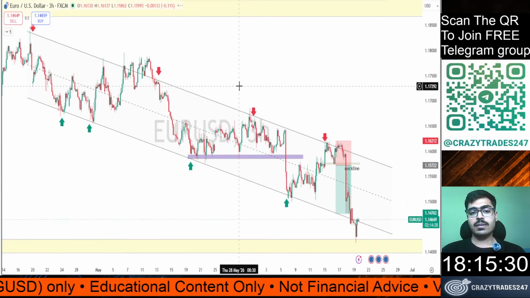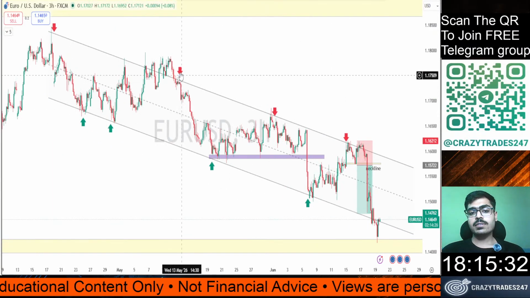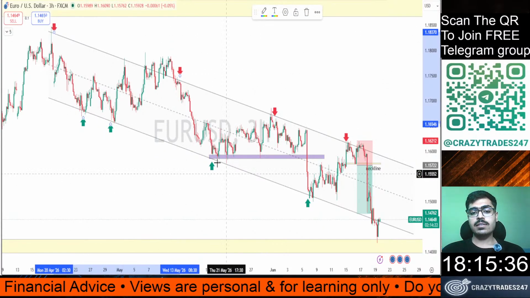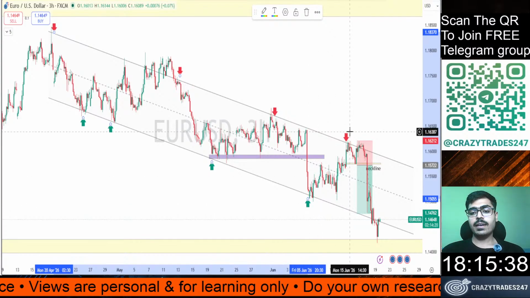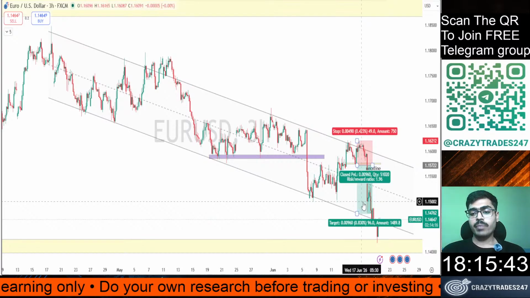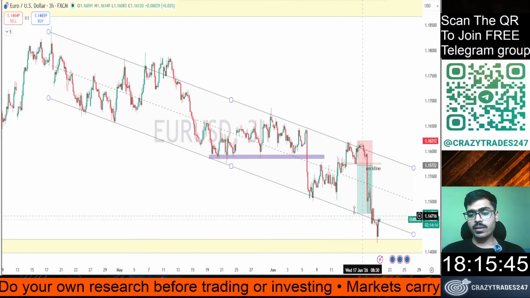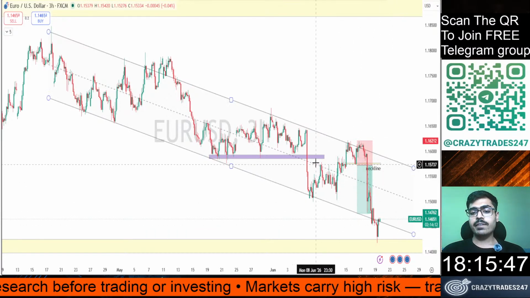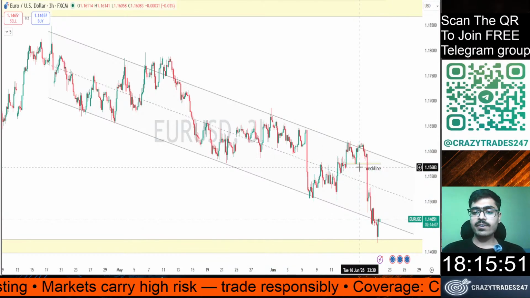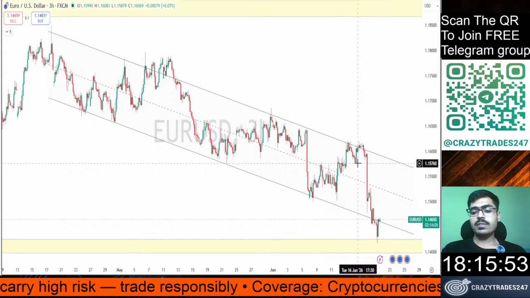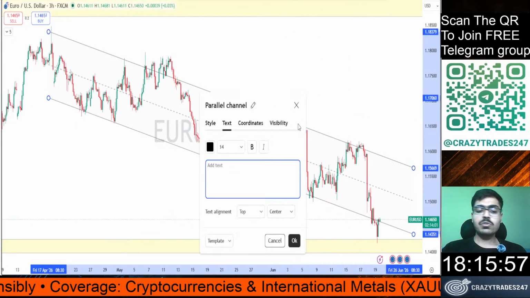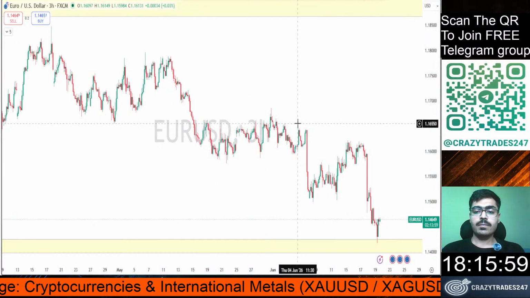So first we need to erase all these arrows and these channels, because this channel is now completed and price has already broken below this channel's low, and now it's consolidating in a sideways range. So the relevance is over. Now we might find another channel when price makes some move which would be directed in the upper direction.